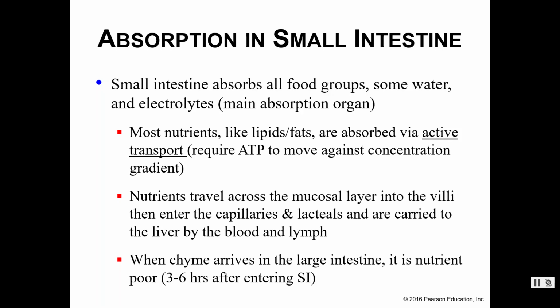When chyme arrives at the large intestine, we've basically taken all the good stuff out. So anything that arrives into the large intestine is pretty well nutrient poor. There are a couple last minute things that the large intestine can kind of absorb from the chyme, but most of the good stuff has been removed by that point. This happens approximately 3 to 6 hours after chyme enters the small intestine.